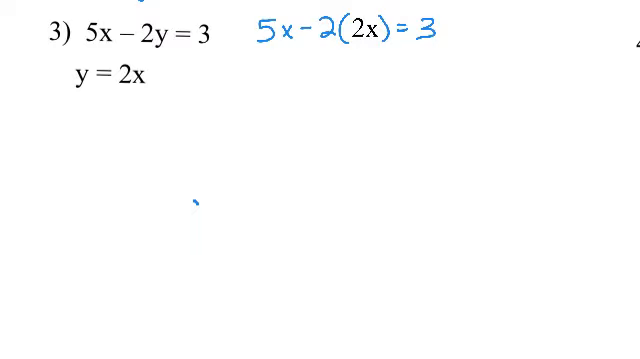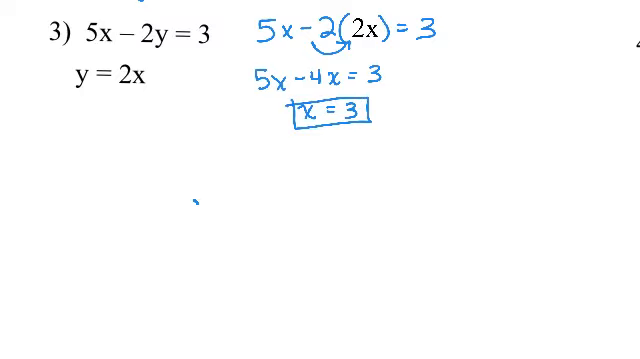Now the next step is to distribute. Rewrite 5x minus 2 times 2 is minus 4x equals 3. Now we can combine like terms. 5x minus 4x is just 1x equals 3.